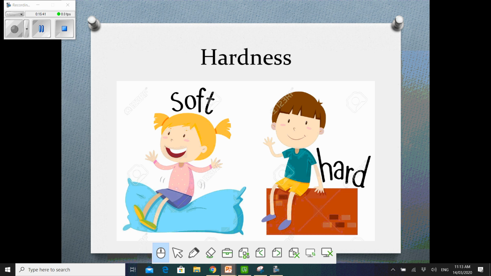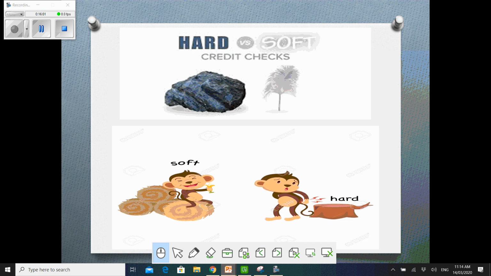If I ask you, is the chair in the school soft or hard? Yes, it's hard. What about your sofa? Yes, it's soft. So some of the objects are soft, some of the objects are hard. Here, this rock, hard. The feather is soft. This monkey is sitting on soft objects, and here, hard.